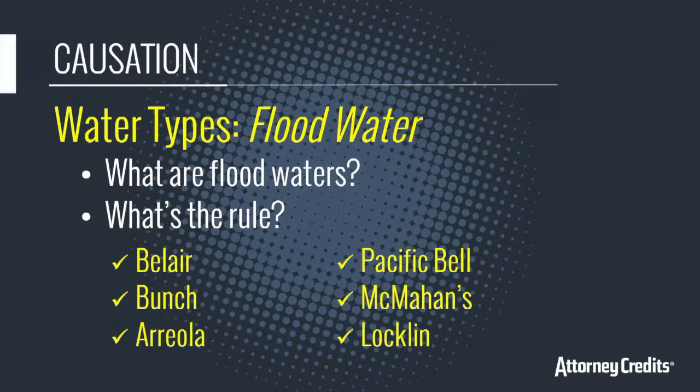So now you have another layer of complexity. It's not enough now under Bunch to show unreasonable conduct under Bel Air and Laughlin. You have to show there's a combination between unreasonable conduct and substantial causation according to Bunch. Now, let's go on.